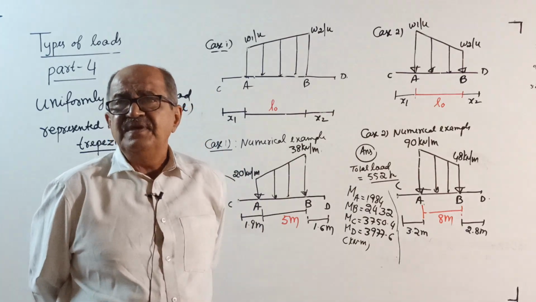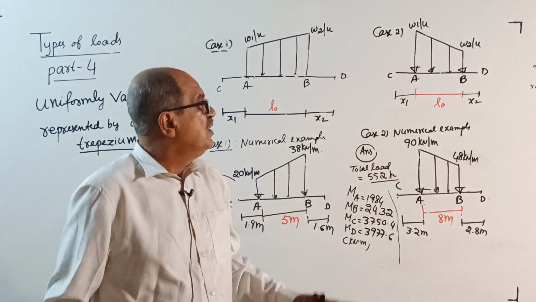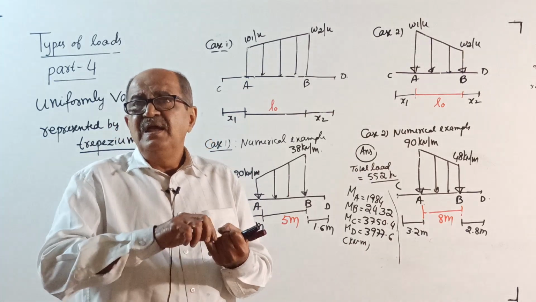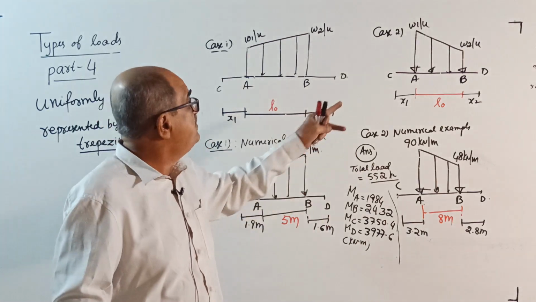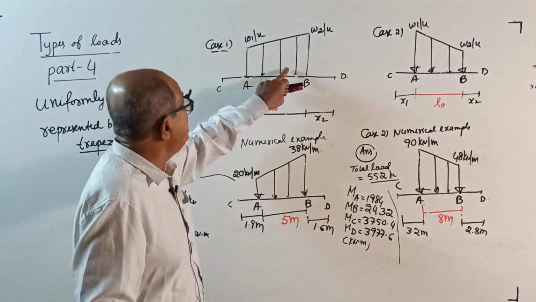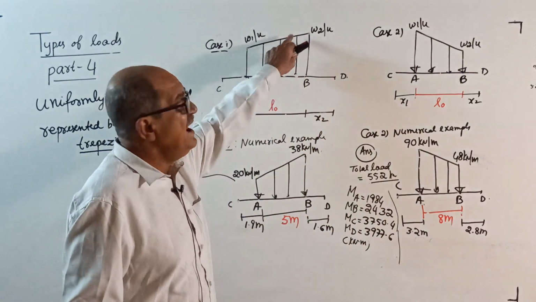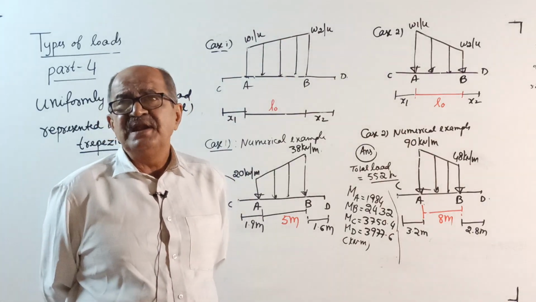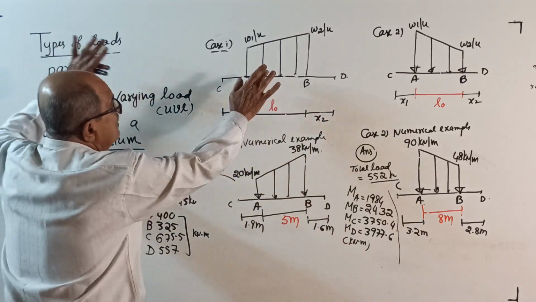If this class is thoroughly understood, then unknowingly you are covering UDL and also UVL represented by a triangle when you split, and the main part, trapezium. So first we will cover trapezium, then alternately we will cover UDL and UVL represented by a right angle triangle. So everything ready. I will start one by one now.